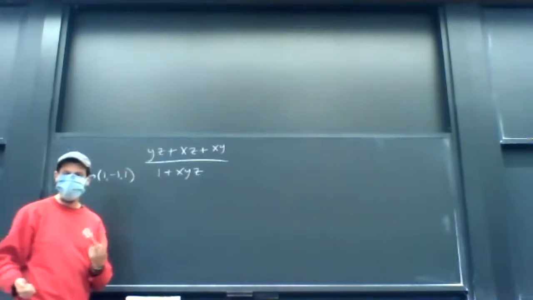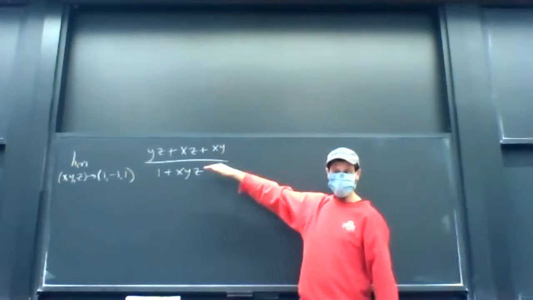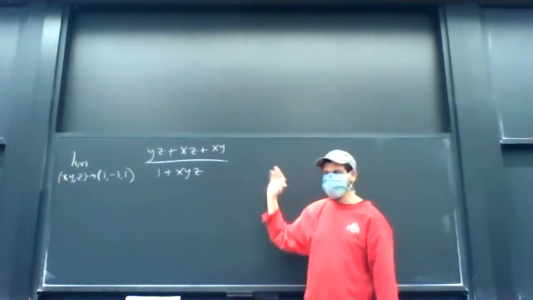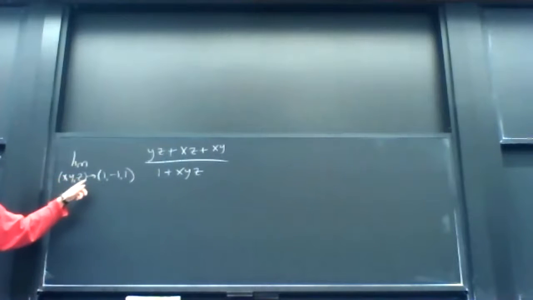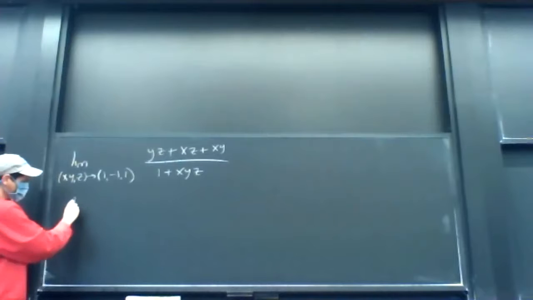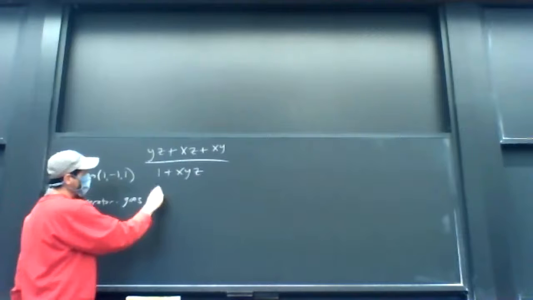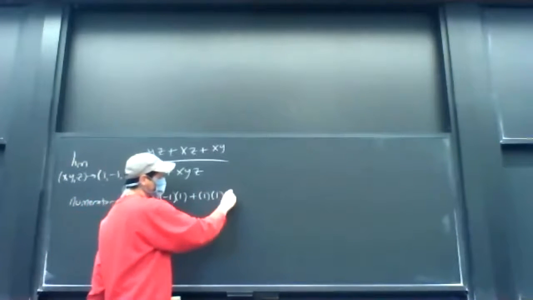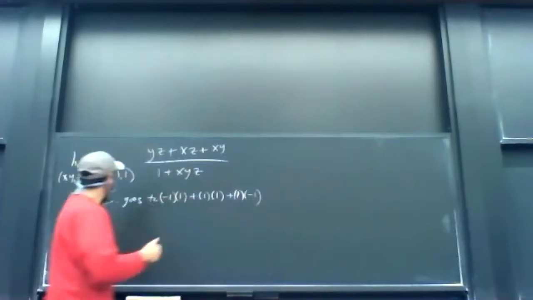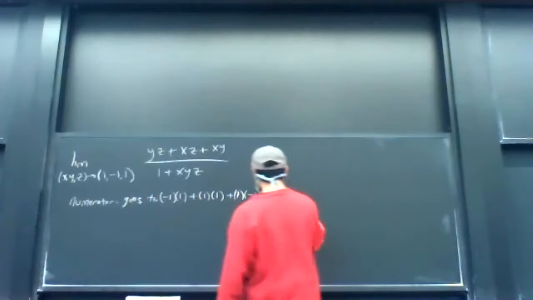Well, I need two things to happen to use the quotient rule. The first is the limits must exist. If the limit doesn't exist, I'm not going to be able to use it. And the second is the denominator can't be 0. So if we look at the top, what happens as x, y, z goes to 1, negative 1, 1? So the numerator goes to negative 1 times 1 plus 1 times 1 plus 1 times negative 1. And what would that be? So it would just be negative 1.